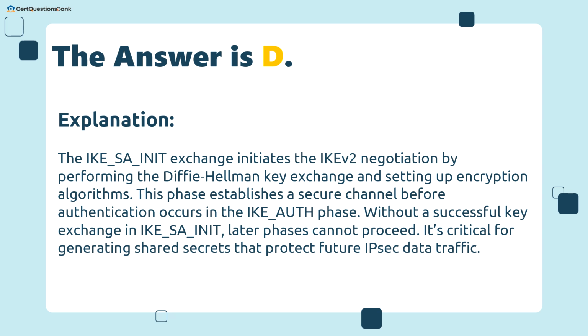The IKE_sa_init exchange initiates the IKEv2 negotiation by performing the Diffie-Hellman key exchange and setting up encryption algorithms. This phase establishes a secure channel before authentication occurs in the IKE_auth phase. Without a successful key exchange in IKE_sa_init, later phases cannot proceed. It's critical for generating shared secrets that protect future IPsec data traffic.